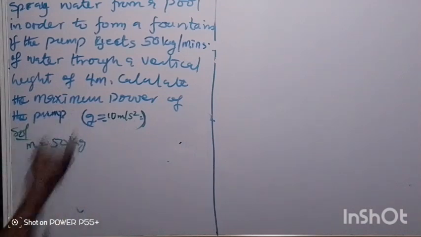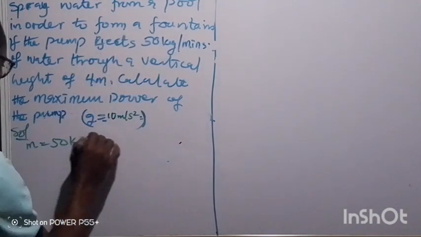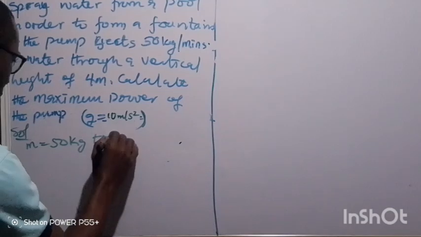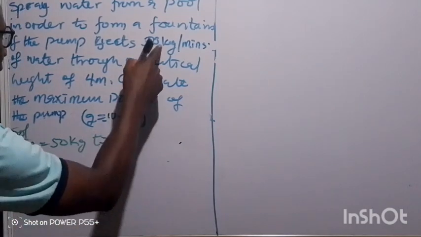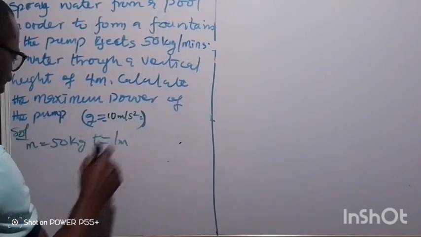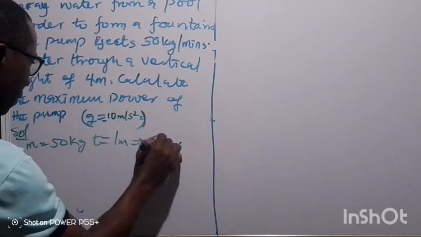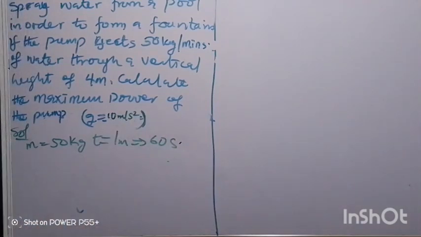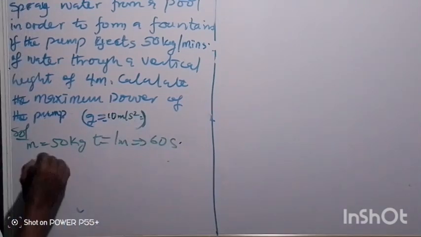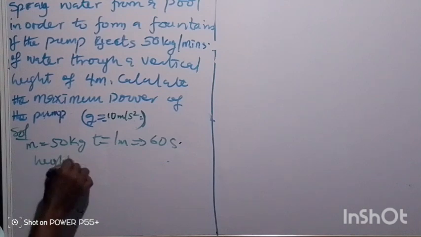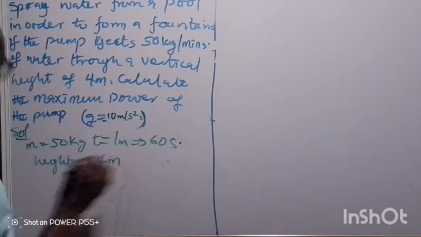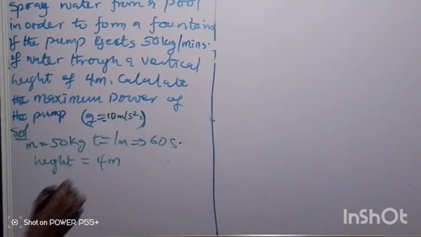Indirectly, time is given. Time, that is 1 minute. That is 50 kg per minute. So 1 minute will be equivalent to 60 seconds. Then height is given. That is 4 meters. At the same time, g is given, that one will now give us 10 meters per second squared.